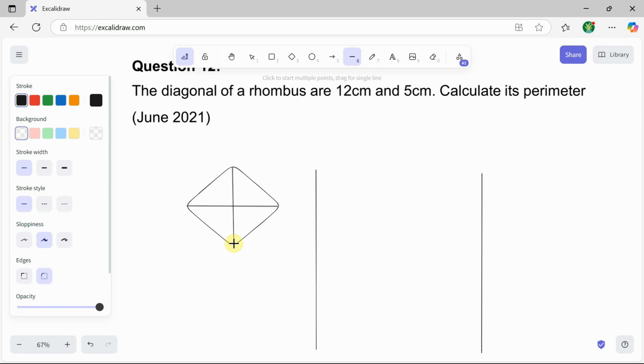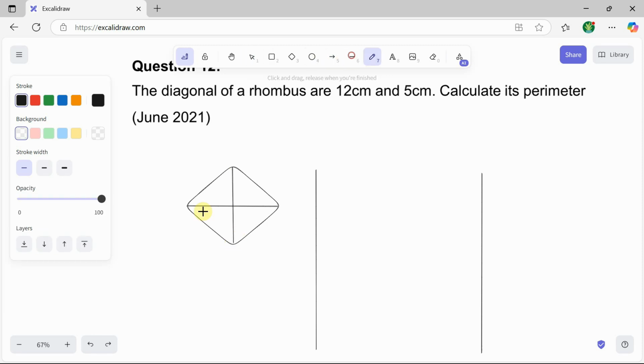Now, what we know about a rhombus is that the diagonals bisect each other. This half is for the 12, so this will be 6 centimeters and this will be 6 centimeters, and this is for the 5, so this will be 2.5 centimeters and 2.5 centimeters. And also we said they bisect each other at 90 degrees.